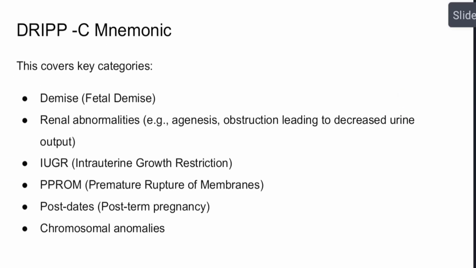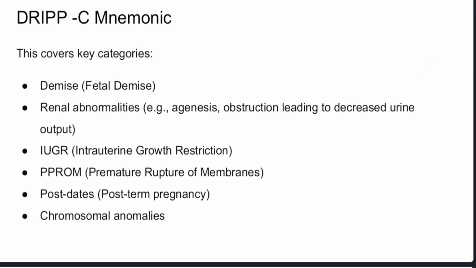Now, I've added in this presentation a mnemonic which one can use to remember some of the major causes of oligohydramnios. The mnemonic is DRIP-C, where the D stands for fetal demise. Of course, when there is fetal demise, we expect oligohydramnios because of reduced amniotic fluid production. Fetal renal abnormalities, where in case of agenesis or obstruction leading to decreased urine volume, we get oligohydramnios. That's for the R, renal abnormalities.